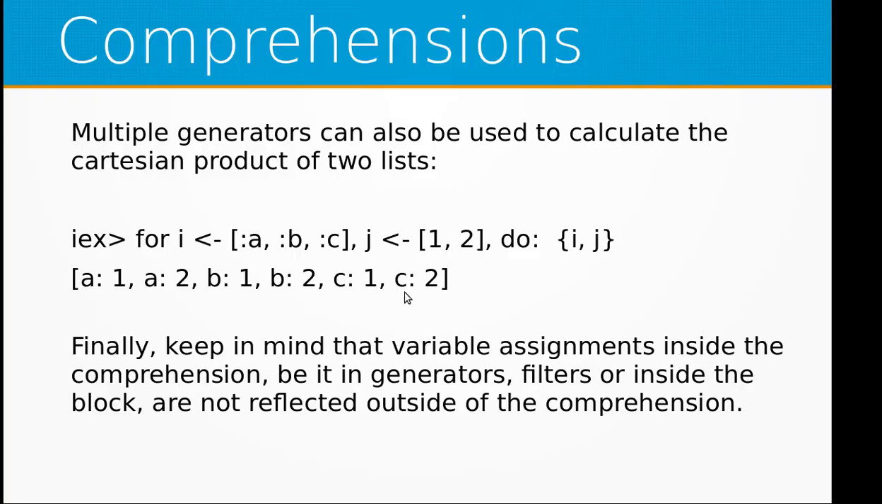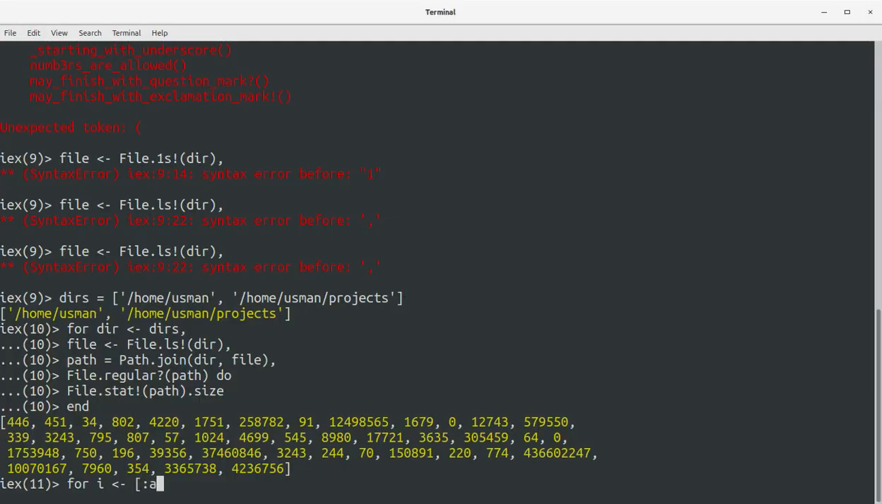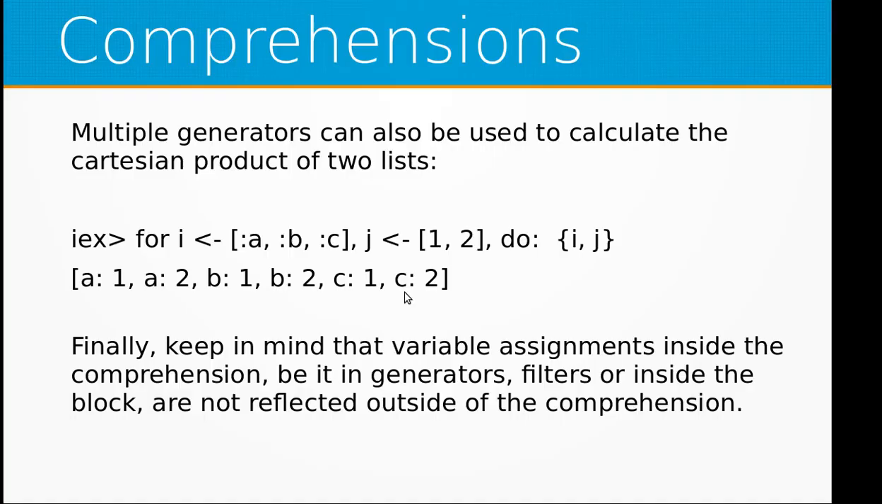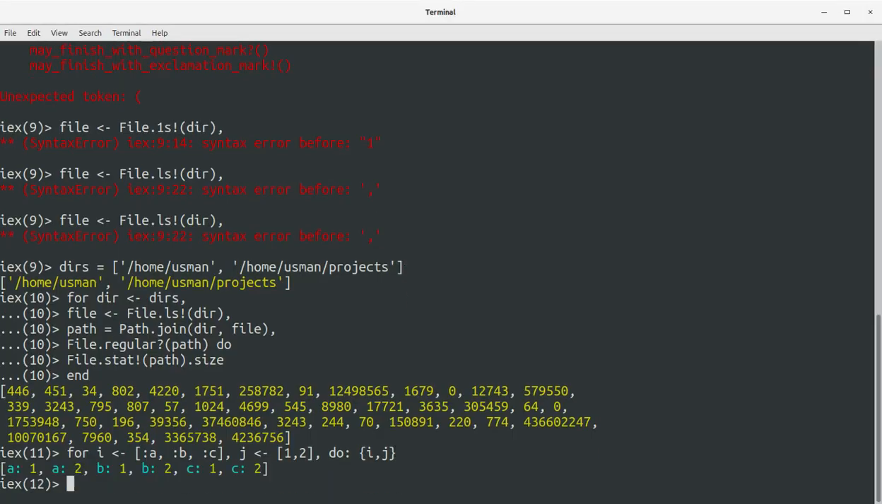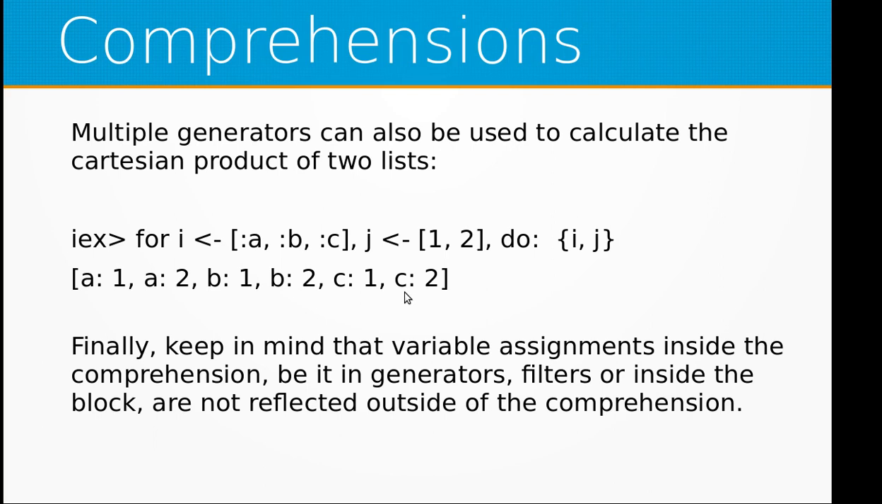Okay, for I assign to a list A, B, C, J 1, 2, do I, J, and that's how we calculated the Cartesian products of two lists.